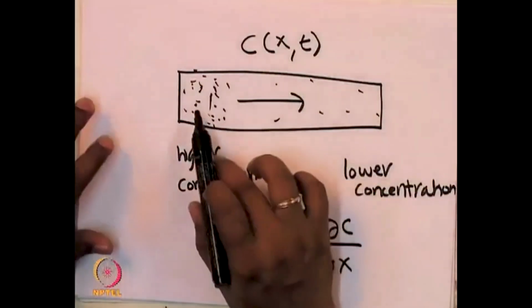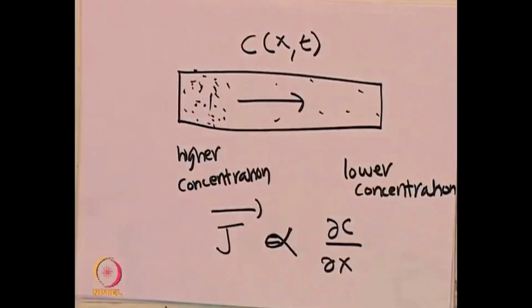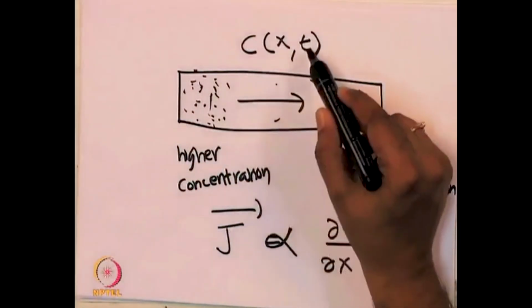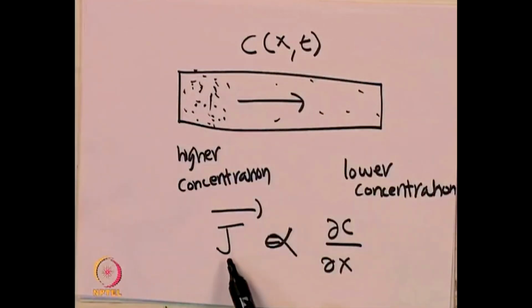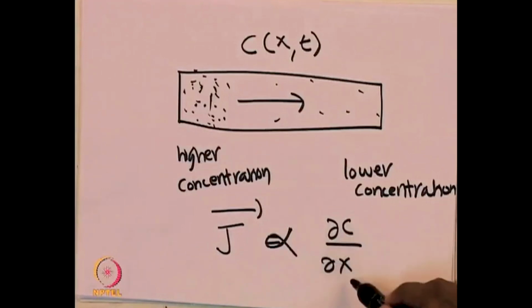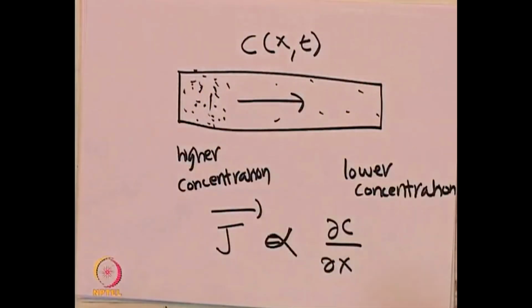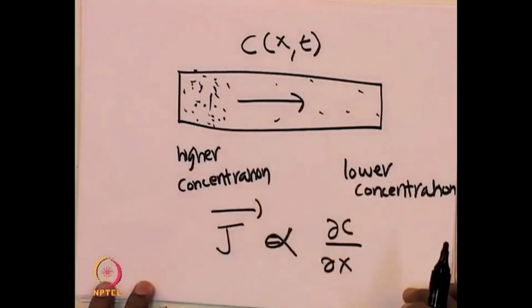So, concentration is a function of space, position and time, and the concentration at this particular x will change with time. The current or the flow of the molecules is proportional to the change in concentration. If there is a change in concentration, then there is a flow. This is the mathematical way of stating that things will flow from higher concentration to lower concentration.